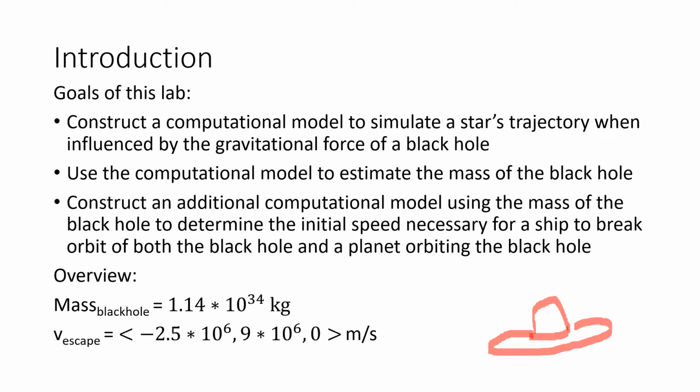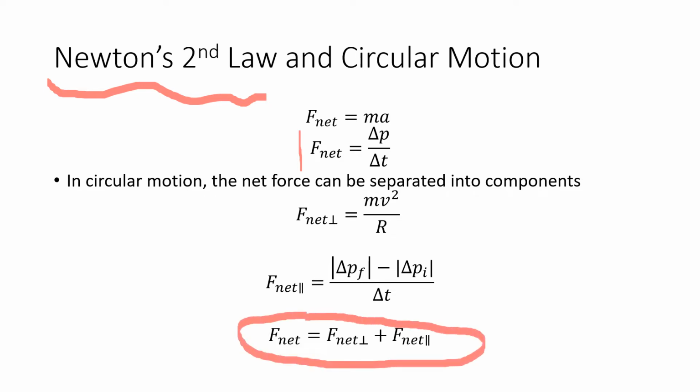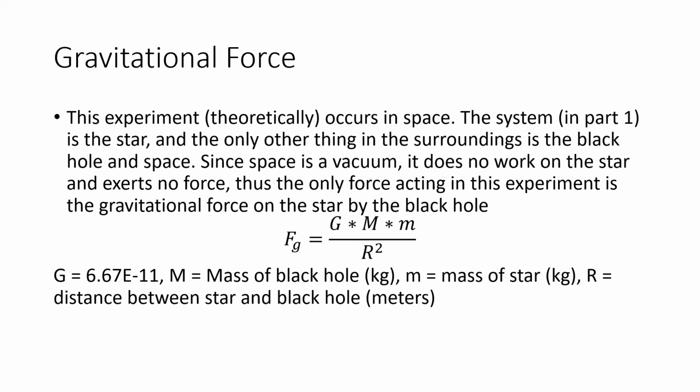And then an overview. This is the mass that we wound up finding and the escape speed. So the main equation that was used in both parts of this experiment was Newton's second law, which basically says that the net force in an experiment is equal to the change in momentum over change in time. And then because this is equal, we are able to separate the net force into parallel and perpendicular components, which allows us to sum them together, which is the main part of part 1 of this experiment.